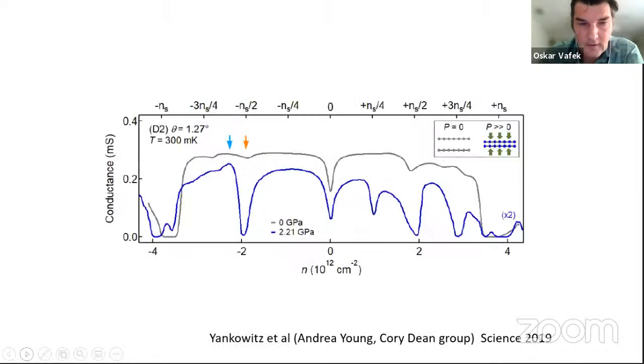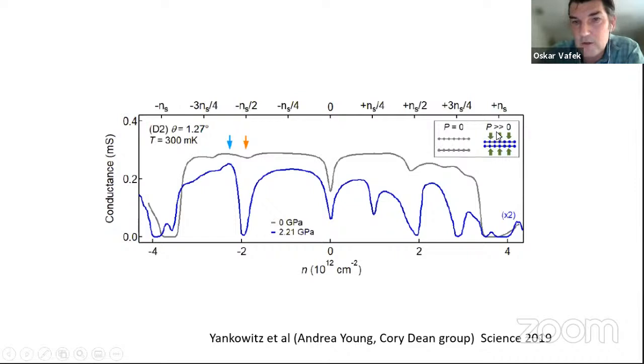Pablo's experiments were quickly reproduced and extended by Andrea Young and Corey Dean's group, where they took a twisted bilayer device which was away from the magic angle. So at 1.27, remember the magic angle under ambient pressure would be 1.1. The trace for the conductance at 1.27 is shown by this gray curve here. Okay, there's a dip at the neutrality point, but other than that, there isn't a well-developed correlated state at -2 or at 2. And so you see, we are not at the magic angle condition under ambient pressure.